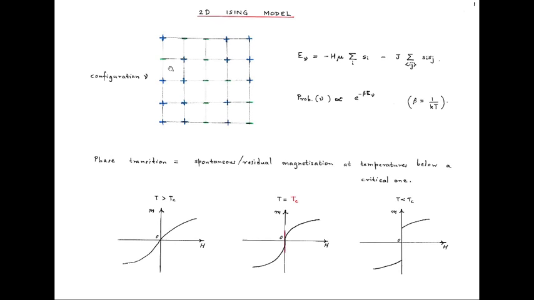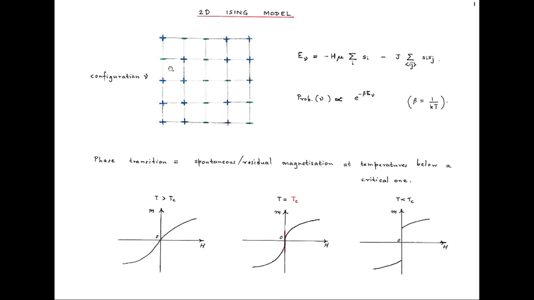And the probability that any one configuration nu appears is proportional to e to the power minus beta times E nu, where this E nu was this energy, and beta is the reciprocal temperature. So it's 1 by kT, where k is a constant.